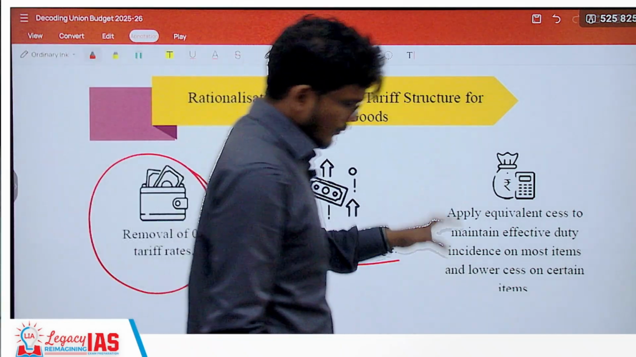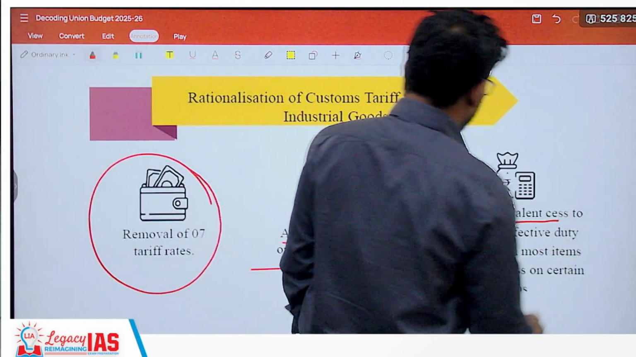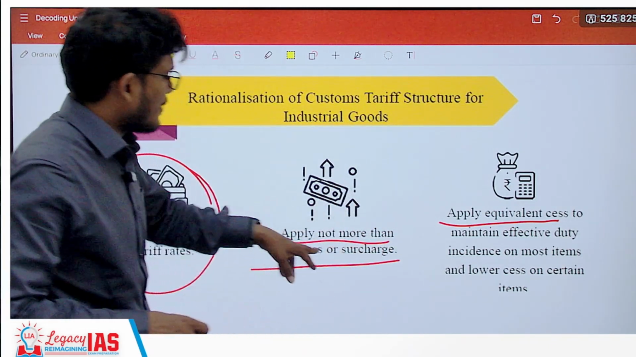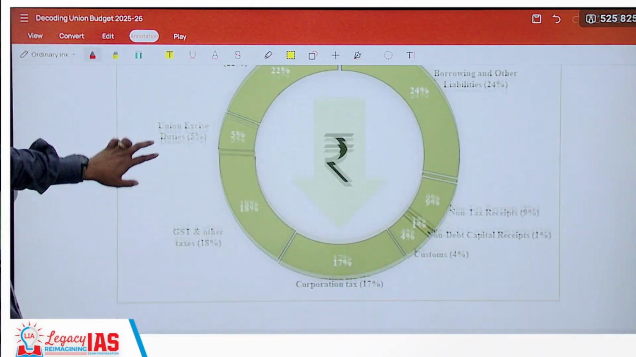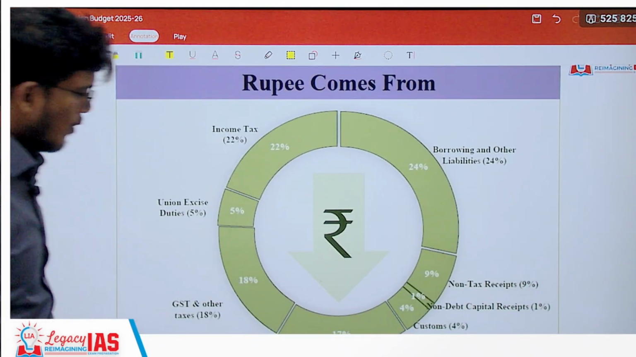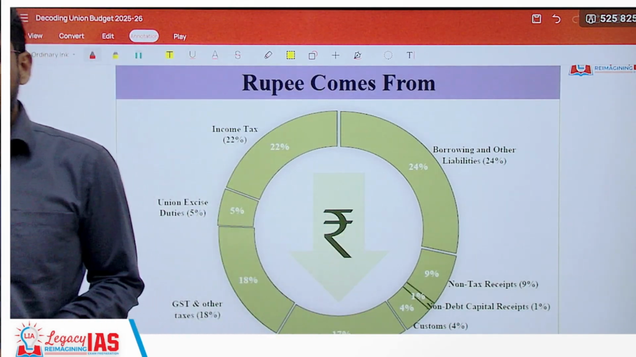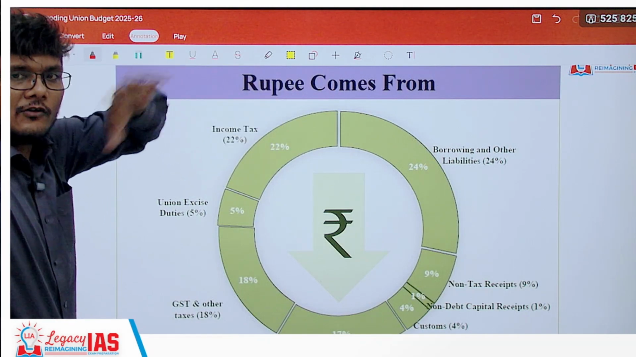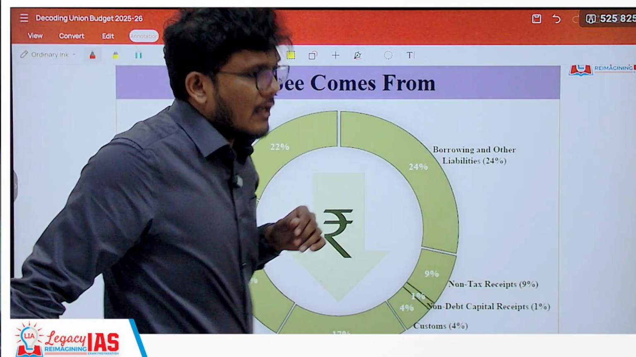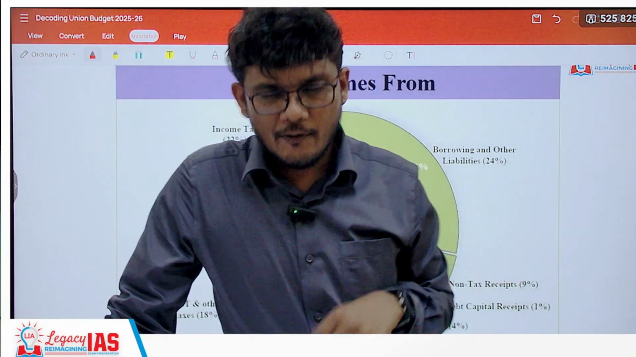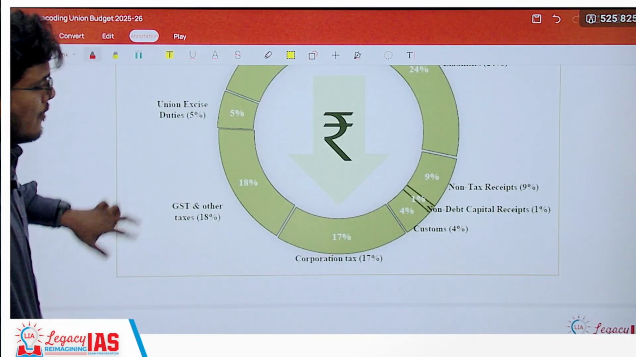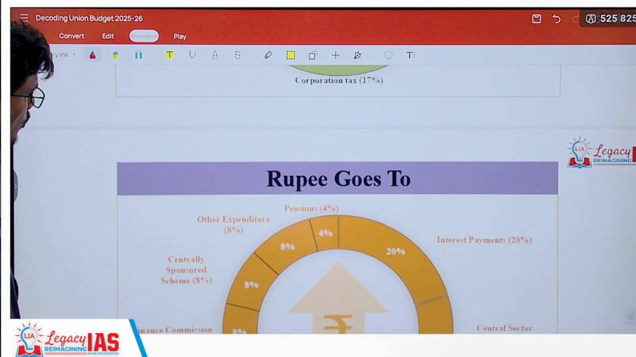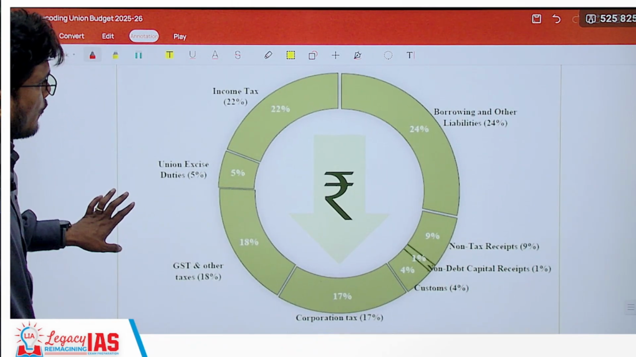Plus, the changes would be such that it does not affect the earning of the government, right? But at the same time, multiple surcharges and cess should not be there, right? Now, a very interesting thing the government comes up with every single year is the rupee: if 1 rupee is coming to the government, where is it coming from? And if 1 rupee is going from the government, we will also see where it is going to. Okay? So let's see where the money is coming from.